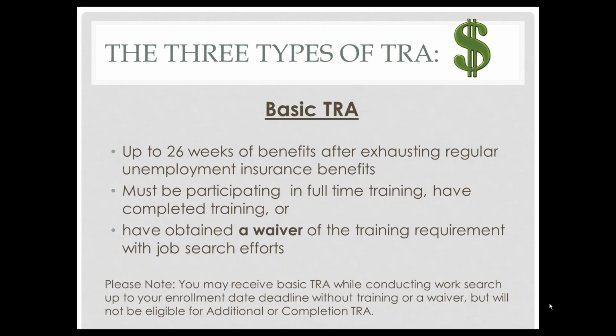The three types of TRA. Basic TRA gives you up to 26 weeks of benefits after exhausting regular unemployment insurance benefits. You must be participating in full-time training, have completed training, or have obtained a waiver of the training requirement with job search efforts. Please note, you may receive basic TRA while conducting job search up to your enrollment date deadline without training or on a waiver, but will not be eligible for additional or completion TRA.